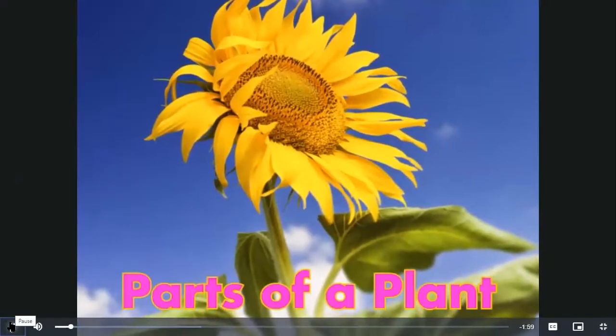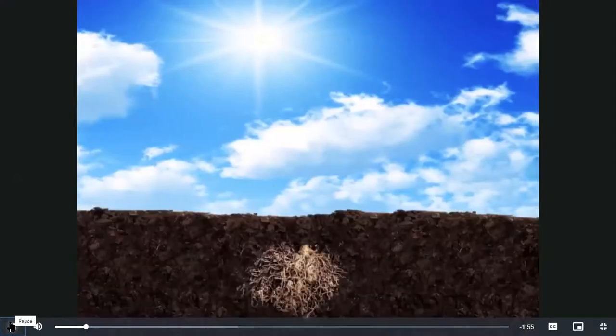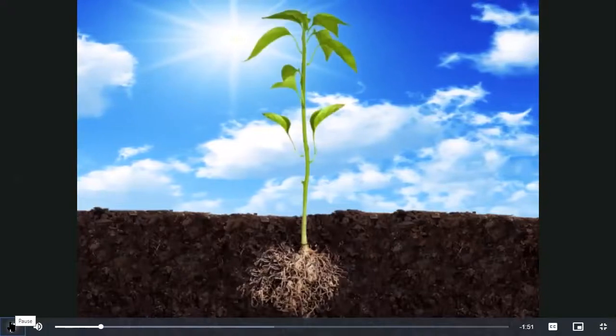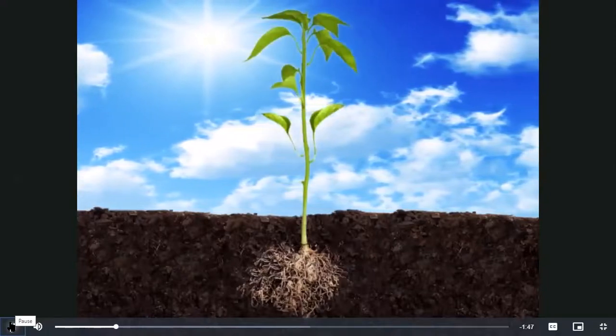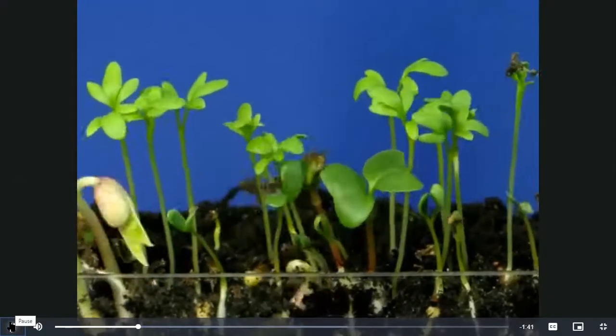Parts of a plant. These are roots. This is a stem. And these are leaves. On their own, these plant parts don't do very much, but each part has a job. Together they make a growing, thriving, incredible plant.